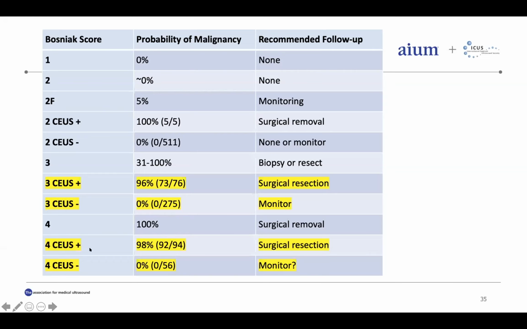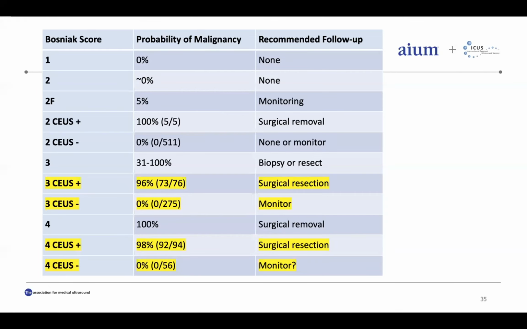And more surprisingly, even the Bosniak 4s that we think have 100% chance of malignancy that go to surgery, 98% of them, we had 2 again, either oncocytomas or infected cysts in that category that needed to be followed, but 56, about 1/3 of them showed no enhancement and could have been monitored and not intervened.